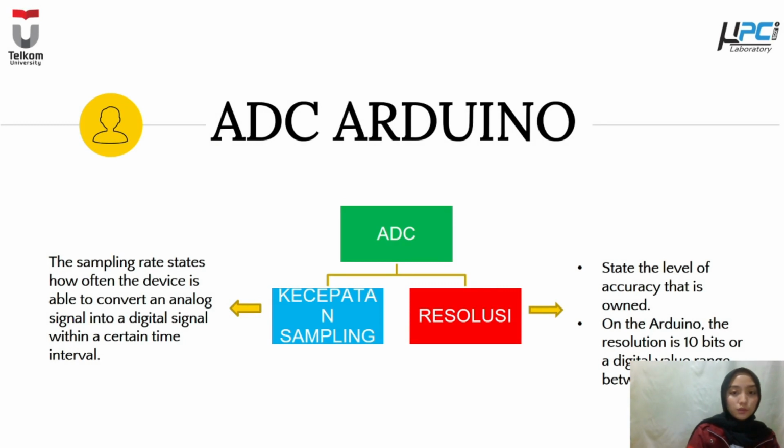ADC Arduino. There are important things in ADC Arduino. The first one is the sampling rate. The sampling rate states how often the device is able to convert an analog signal into a digital signal within a certain time interval. The other one is resolution. Resolution is the level of accuracy that is owned. On the Arduino, the resolution is 10 bits, or in digital value the range is between 0 until 1023.